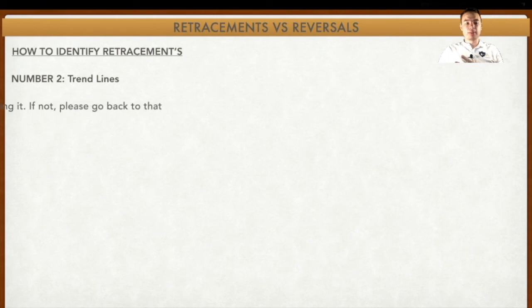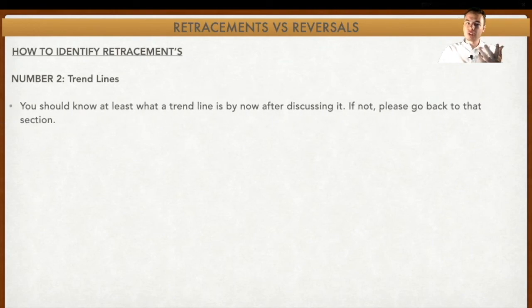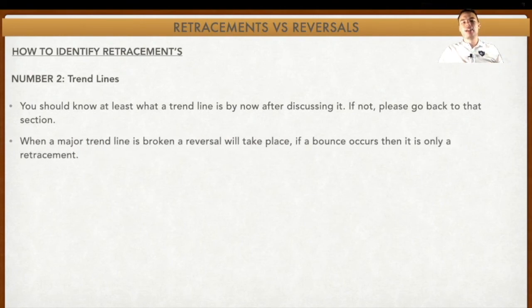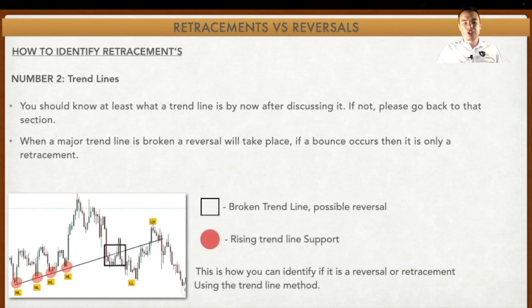Number two is with trend lines. You should know what a trend line is by now, especially after the trend line lesson. If you don't know what a trend line is, please go back to that lesson. Once a major trend line has been broken, a reversal will take place. But if it bounces off, it is a retracement. As you can see there, the red circles show the trend line support, making higher lows. Those are the retracements.